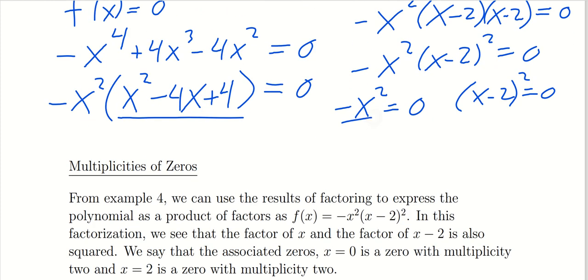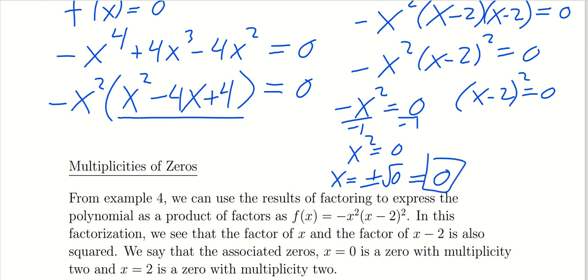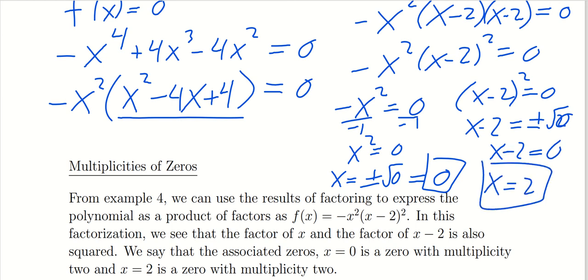We could divide both sides by negative 1. We get x squared equals 0. Take the square root of both sides, but plus or minus the square root of 0 just gives us the value 0. Here, again, take the square root of both sides. Square root of 0 is 0. And then add 2 to both sides. We get x equals 2.